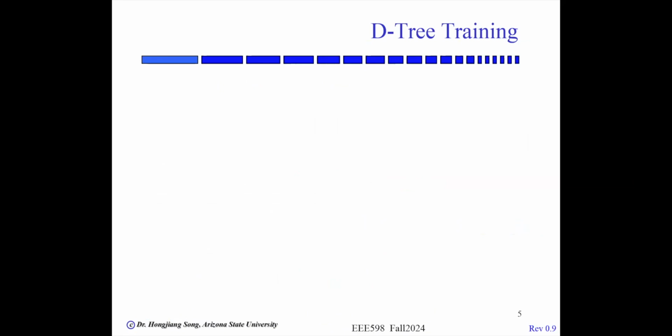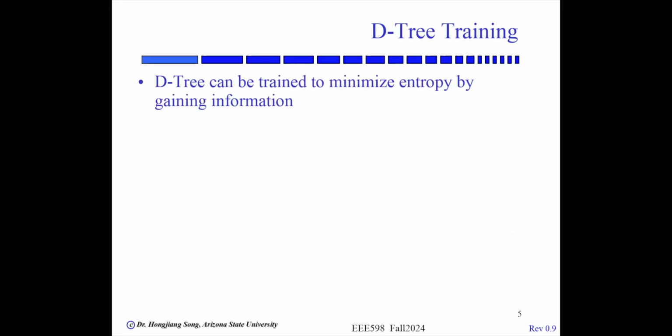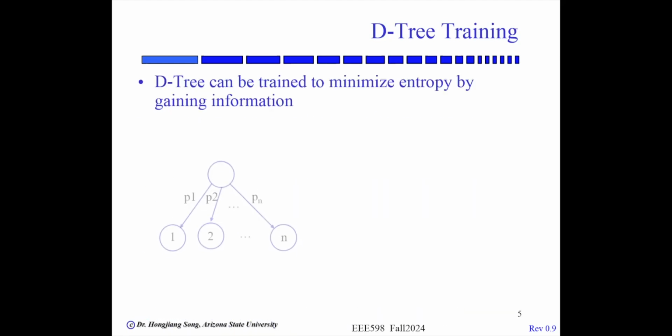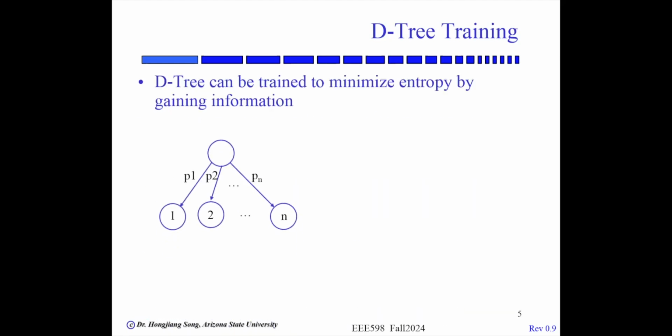Next, let's look at introducing the concept of decision tree training. A decision tree can be trained to minimize entropy by gaining information. For example, for any decision tree like this, at the beginning, if you have no clue at all, the P will be equal. In this case, we'll have the maximum entropy. We'll call it entropy 1.